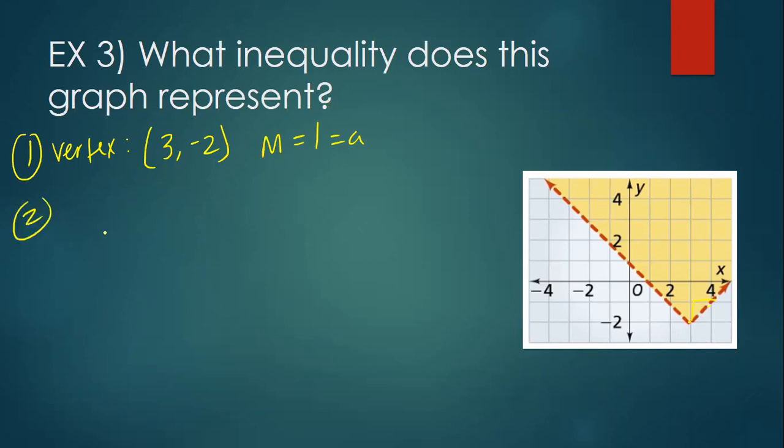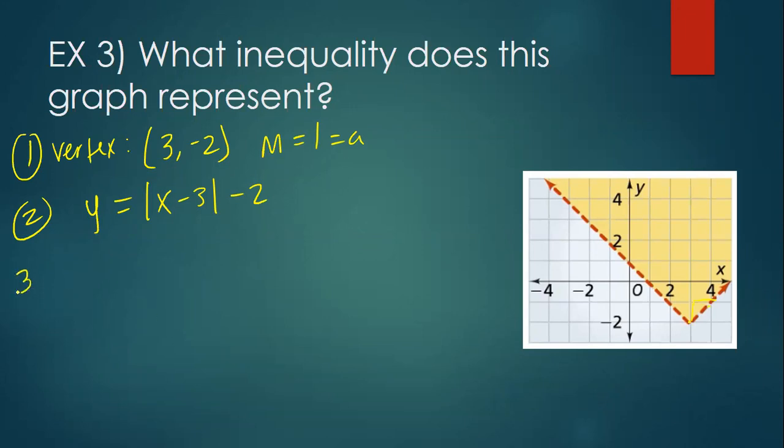Step 2 is write the general form, which is what we were doing yesterday. So y equals the absolute value of x minus 3 minus 2. Did I have to write the 1 for A? Not really. If you wanted to, go for it, but you don't need it.